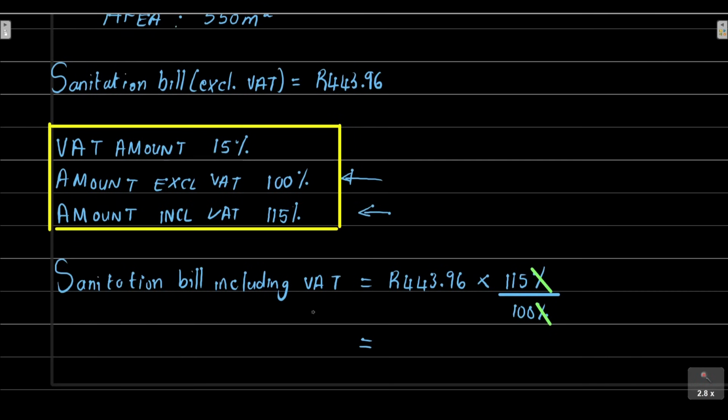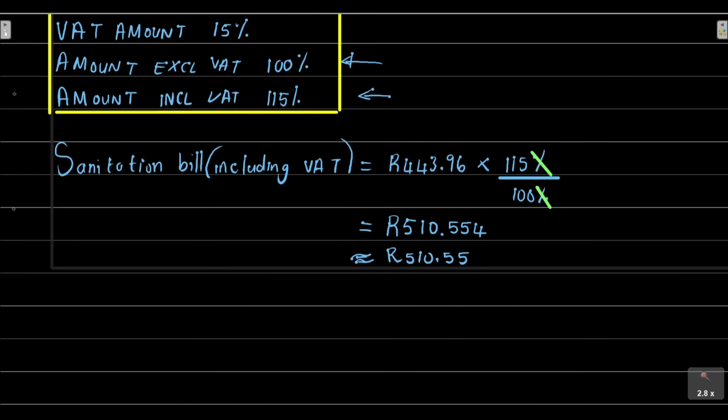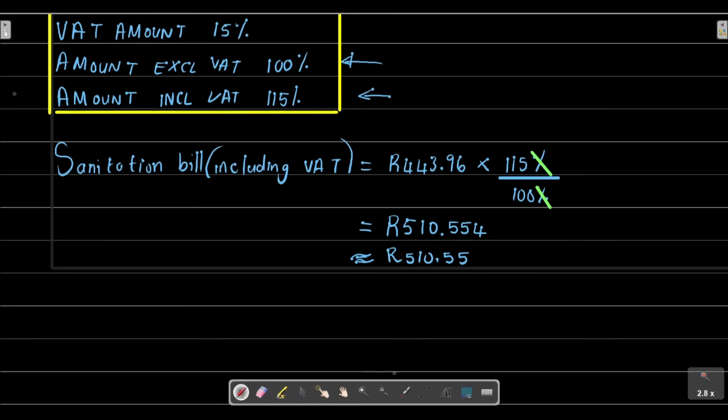Mr. Jones' sanitation bill, including VAT, is equal to 510 rand and 55 cents, so it's approximately equal to 510.55. That is Mr. Jones' sanitation bill in Joburg.